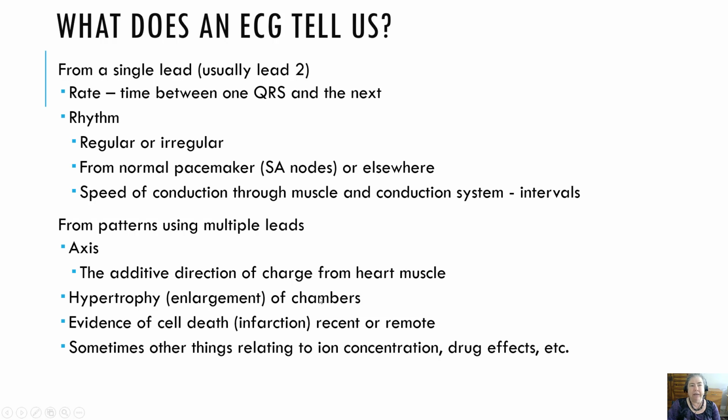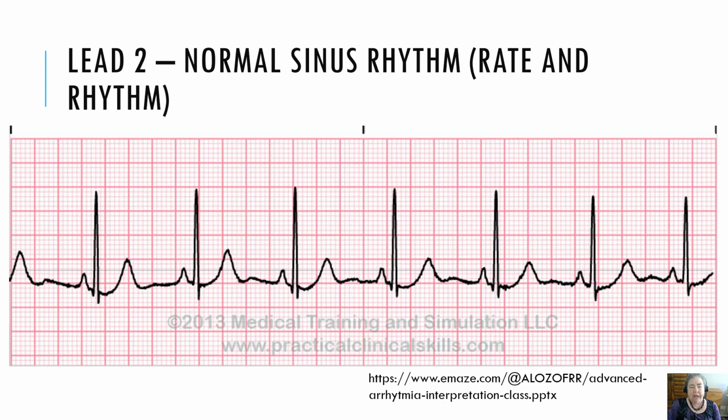So let's just look at a couple of rhythm strips, which should be lead 2. And again here you remember we have small boxes and big boxes, and the small boxes are 0.04 seconds and the big boxes are 0.2 seconds, because 5 little boxes, 0.04 times 5 is 0.2, and 0.2 times 5 is 1, and so 5 big boxes is a second.